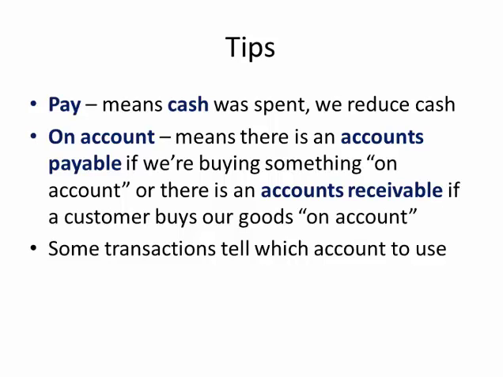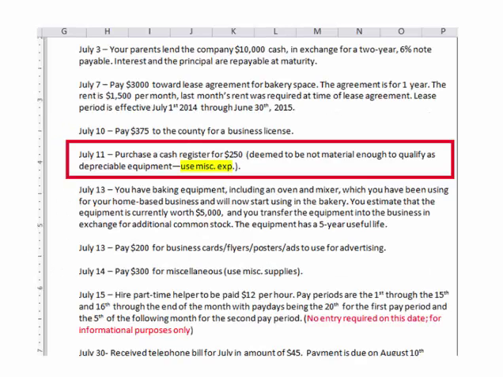Some transactions will tell you which accounts to use. For example, the July 11 transaction says, purchase a cash register for $250, deemed to be not material enough to qualify as depreciable equipment. Use miscellaneous expense. The problem tells you to use miscellaneous expense for the cash register. And of course, purchase means buy. There's no wording saying it's on account, so that tells us we used cash.